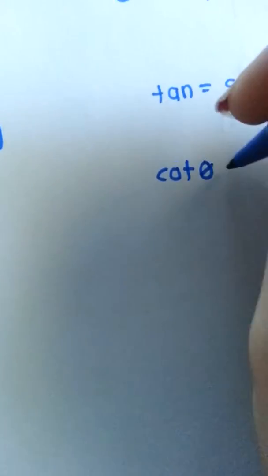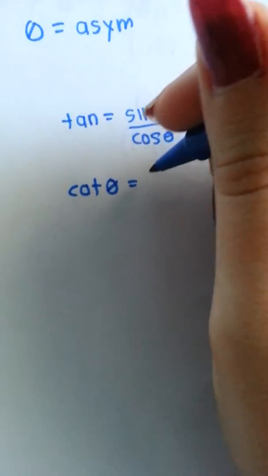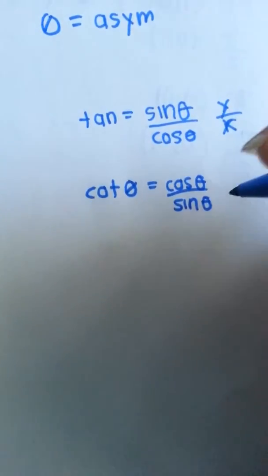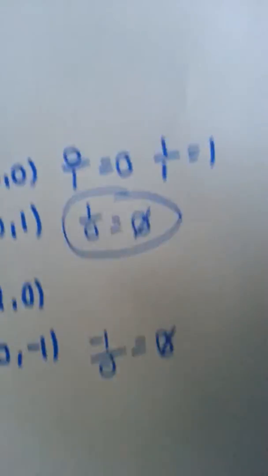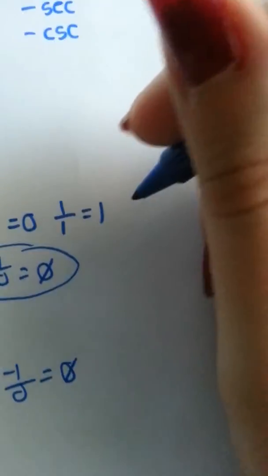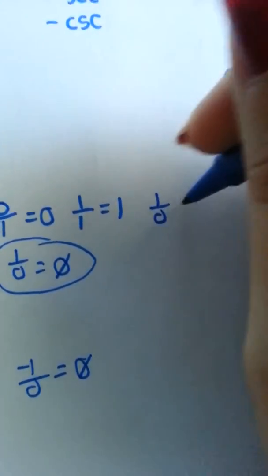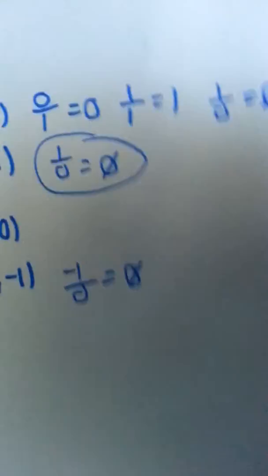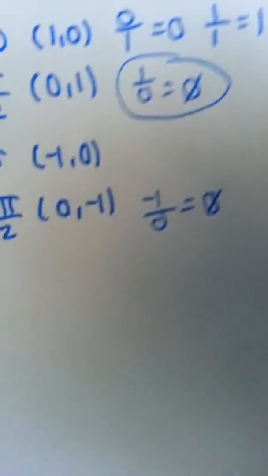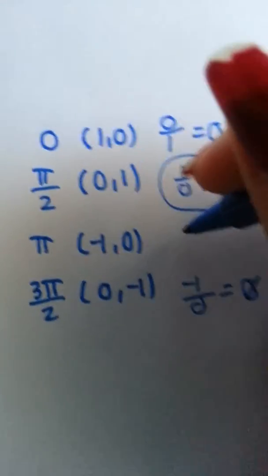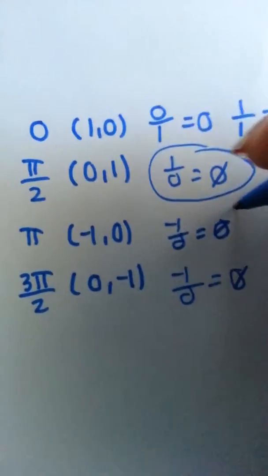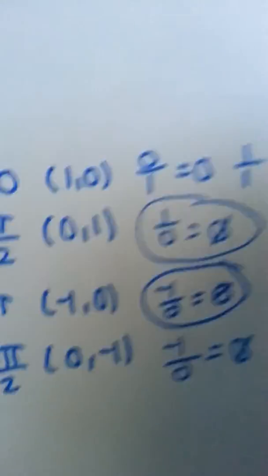Also, if we go to cotangent, which is cosine over sine, we know that wherever sine is equal to 0, that's going to mean undefined. So meaning x over y, and wherever y is equal to 0. And that happens at 0, where we would have 1 over 0, which is undefined, meaning here is an asymptote. And at pi, we would have negative 1 over 0, which is undefined, and here we have an asymptote.